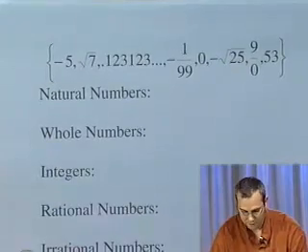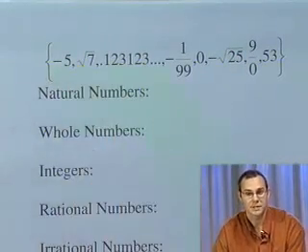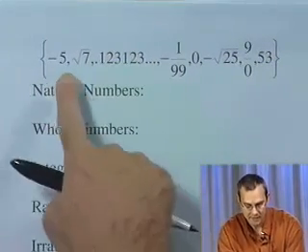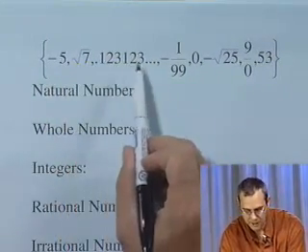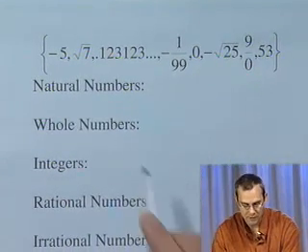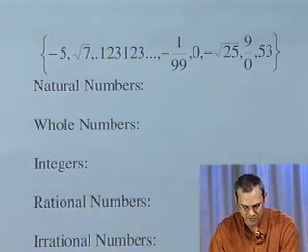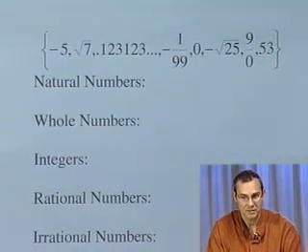And let's take a look at a set, and we'll try to figure out what portion of our number system each one of these numbers is in. So here's a set, contains 1, 2, 3, 4, 5, 6, 7, 8 elements, and let's determine which are natural numbers, which are whole numbers, which are integers, which are rational, and which are irrational.